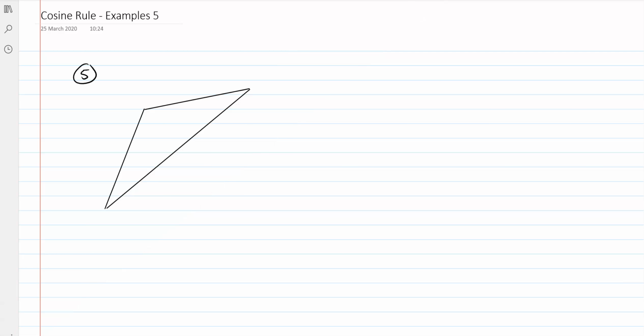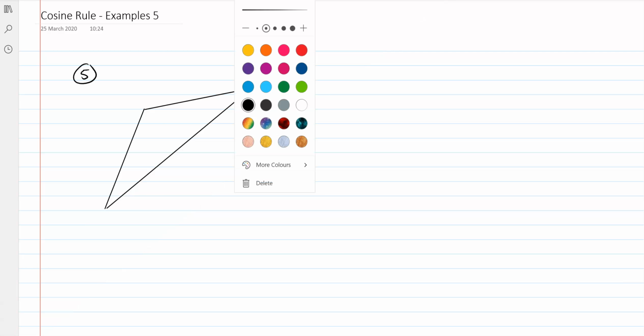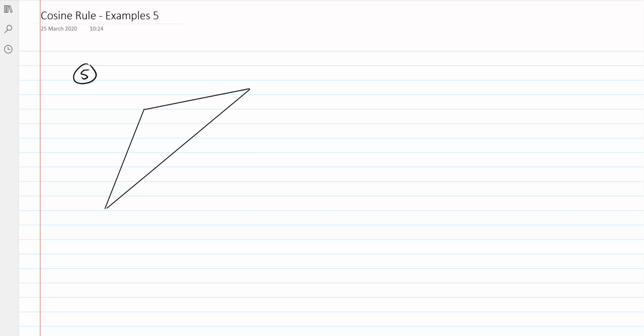As always, you get fed up of hearing me say that, but I'm going to keep saying it. And this time we'll have C, B, and A. Our x is this angle here, the obtuse one. We've got 5.8 centimetres here, 13.5 centimetres here, and 9.1 centimetres on this side.